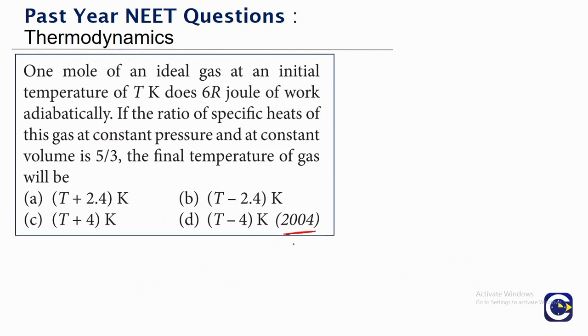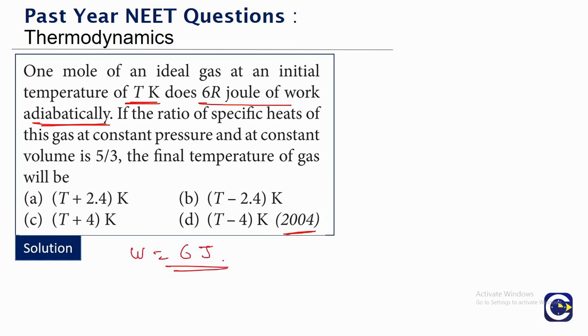So this is a question related to the adiabatic process. 1 mole of an ideal gas at an initial temperature T Kelvin does 6R joules of work adiabatically. So what is the work done in this particular process? It is 6R joules. The initial temperature is what? T Kelvin. So we can say T initial is T.